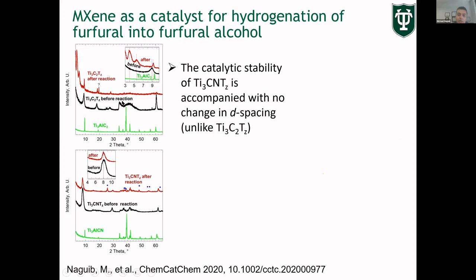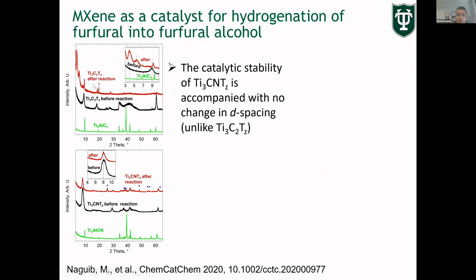While when you look at the top X-ray diffraction for titanium carbide, we see significant changes in the d-spacing for the 002 peak of MXene before and after, which suggests something intercalates between the layers. And this intercalation that happened is most likely intercalation of the products of the catalytic reaction that led to deactivation of the surface. So why in the case of titanium carbonitride didn't we get this kind of negative intercalation, while in the case of titanium carbide we got this negative intercalation that results in deactivation?